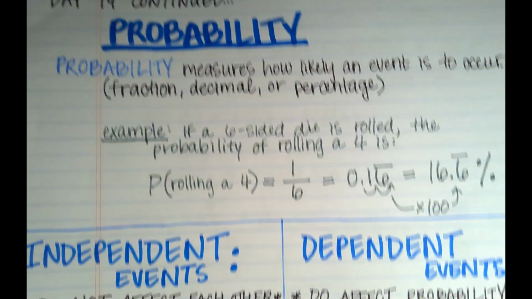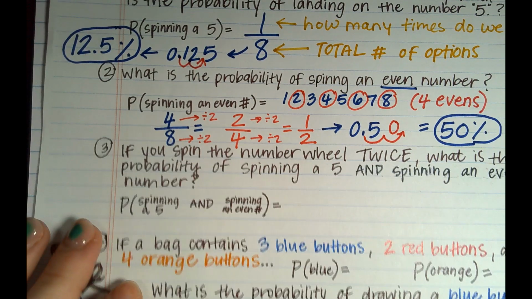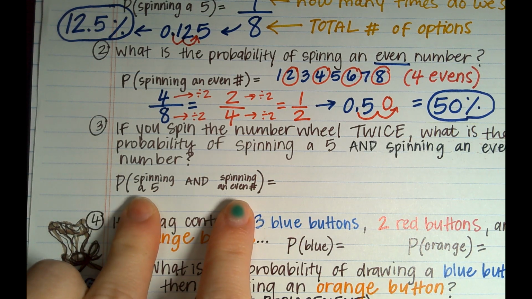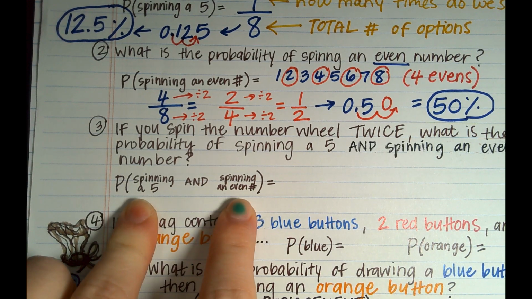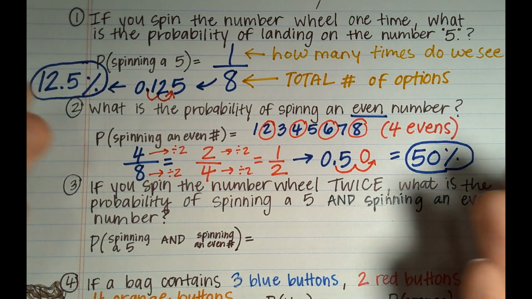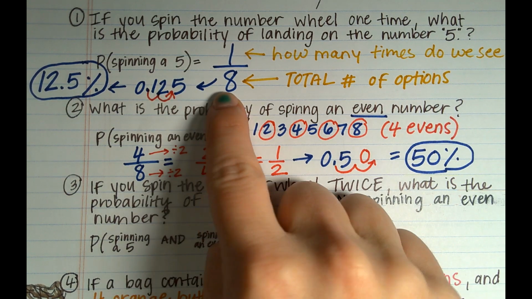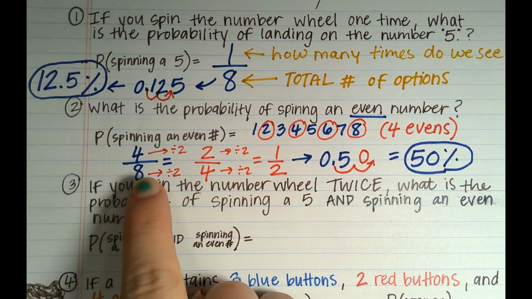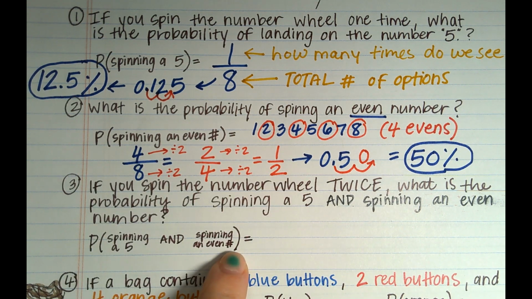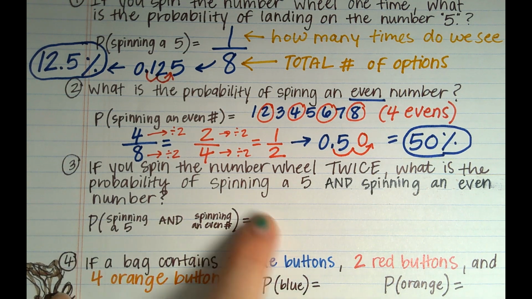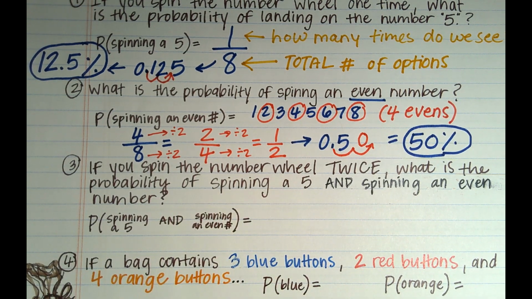So, looking back at the problem, here's my two probabilities I need to find. The probability of spinning a 5 and the probability of spinning an even number. Now, the beauty of this is we already did both of those. We got 1/8 for the probability of spinning a 5. We got 4/8, or 1/2, for the probability of spinning an even number. So what would I do to find the probability of both? We're going to multiply them, absolutely.